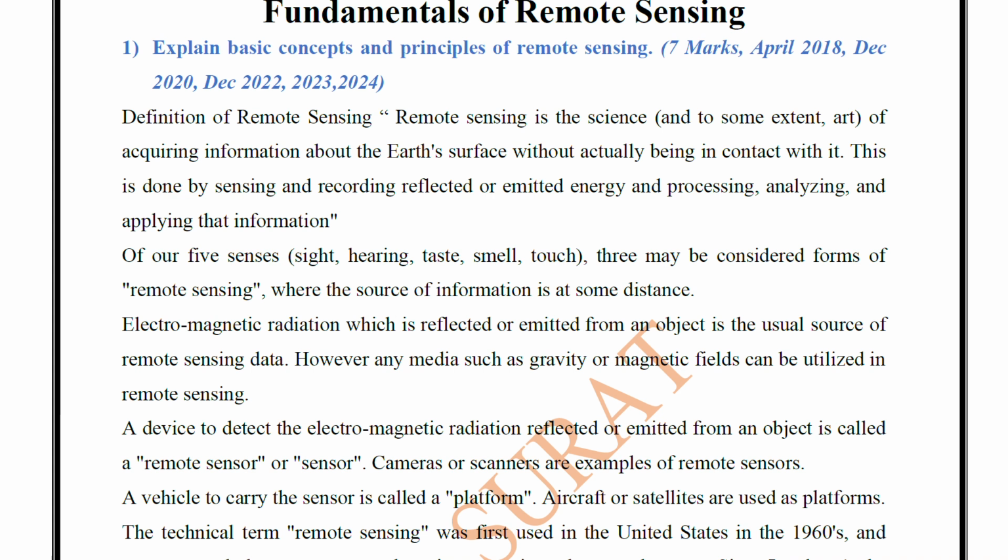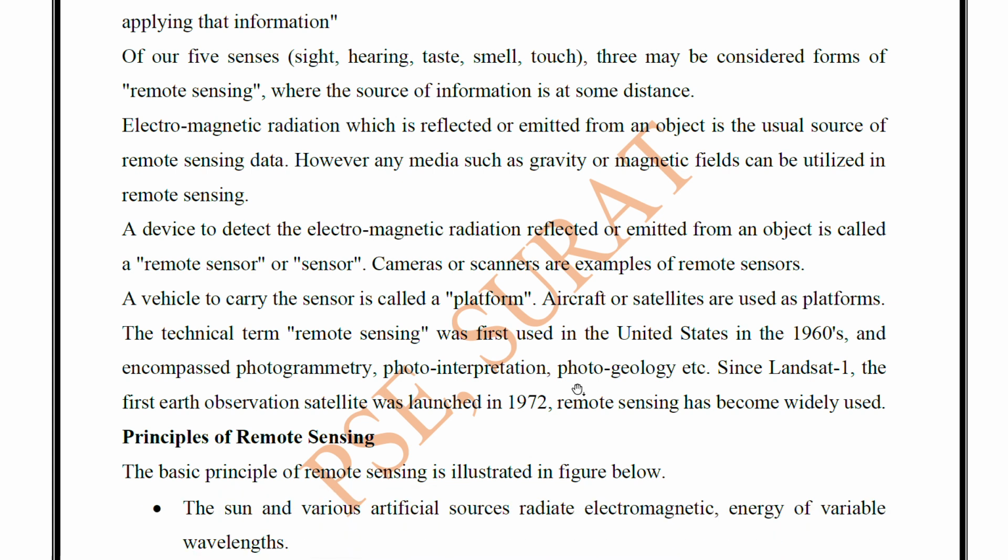A device to detect the electromagnetic radiation reflected or emitted from an object is called a remote sensor or a sensor. Cameras or scanners are examples of remote sensors. A vehicle to carry the sensor is called a platform. Aircraft or satellites are used as platforms.